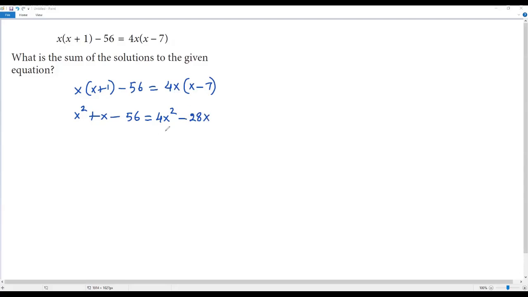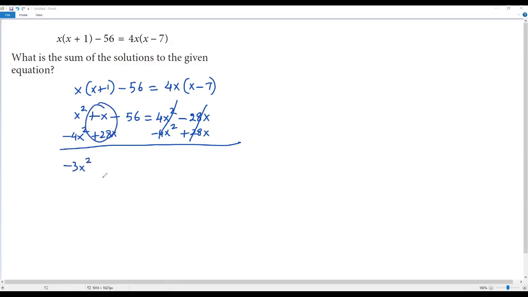To get the equation in standard form, we must have 0 on the right side, but here we have 4x² − 28x on the right side. Now let's get rid of this 4x² − 28x. For that, I subtract 4x² from both sides and also add 28x to both sides. When I do so, the positive 4x² and negative 4x² will cancel out, and the same thing over here. So when I combine the positive 1x² and −4x², it will become −3x². When I combine the positive 1x and positive 28x, it will become positive 29x, and −56 equals 0.